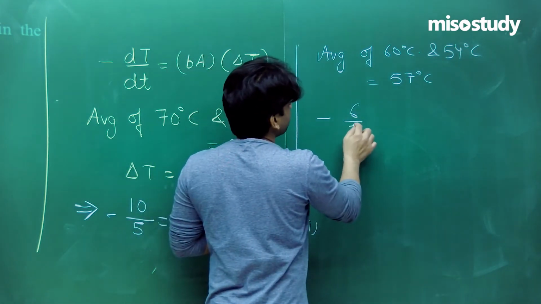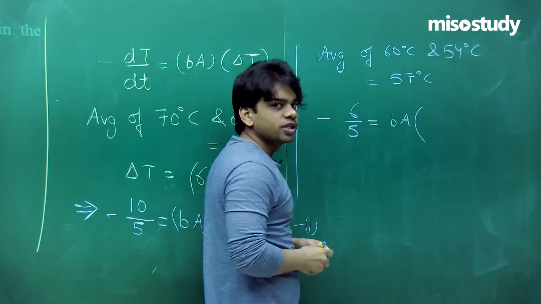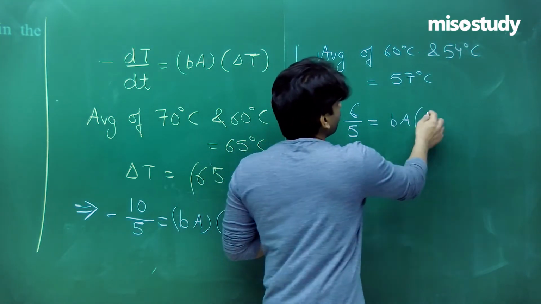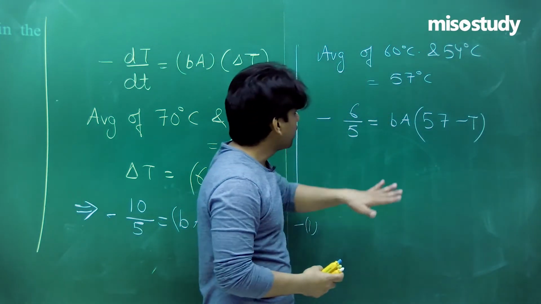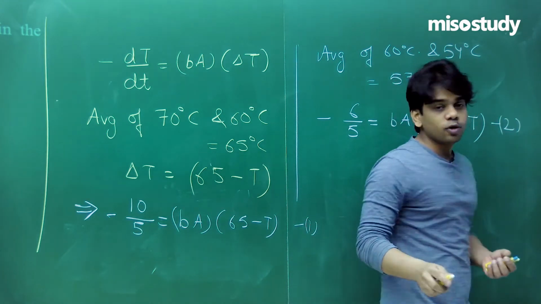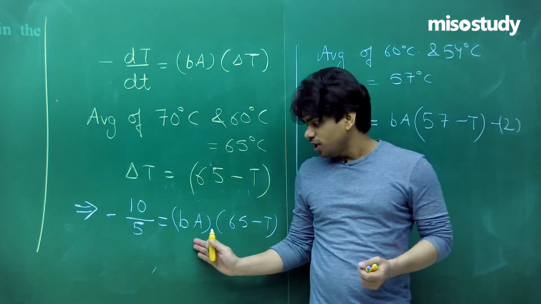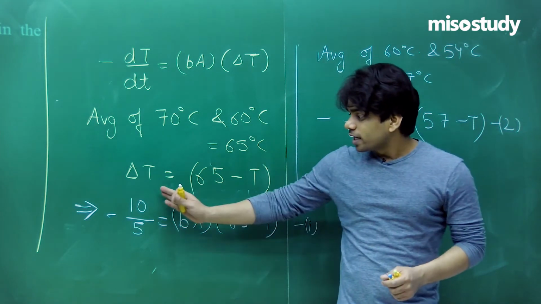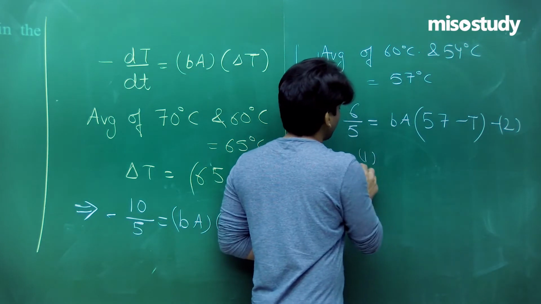So minus 6 by 5 is equal to BA into the change in temperature between the object and surrounding, 57 minus T. That is what we need to apply. Clearly, we got the second equation, equation number 2, and here we have equation number 1. If I divide 1 by 2, BA will be cancelled out.